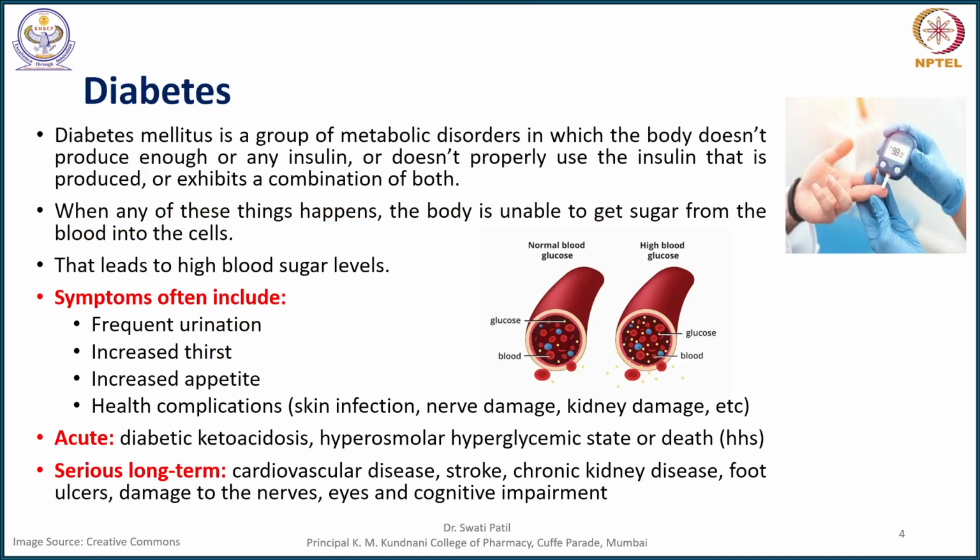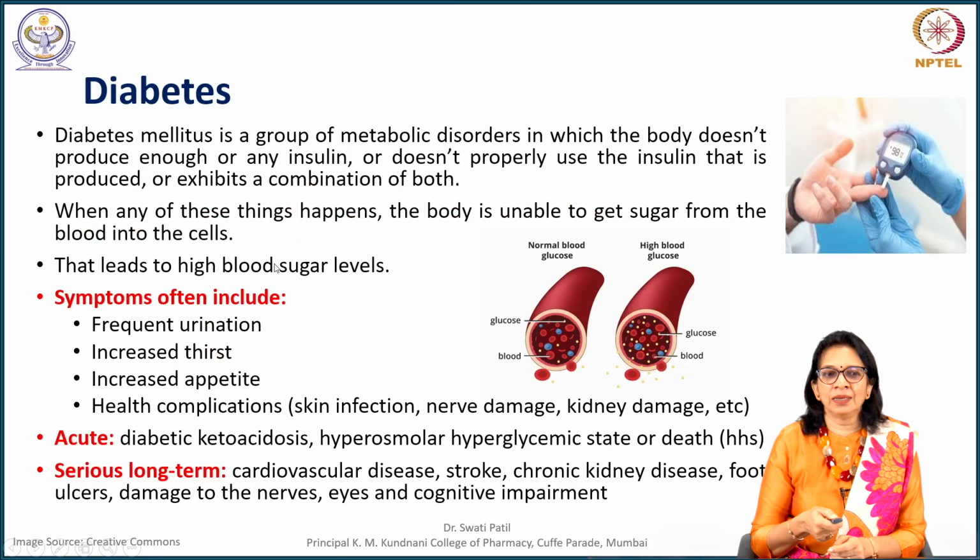Let us first talk of diabetes. We commonly hear about rising blood sugar levels. Diabetes mellitus is a group of metabolic disorders in which the body does not produce enough or any insulin, or does not properly use the insulin that is produced, or exhibits a combination of both. Such a disease state of the body is called diabetes.